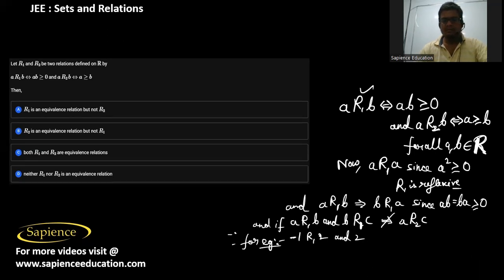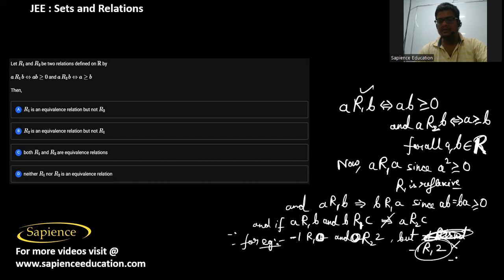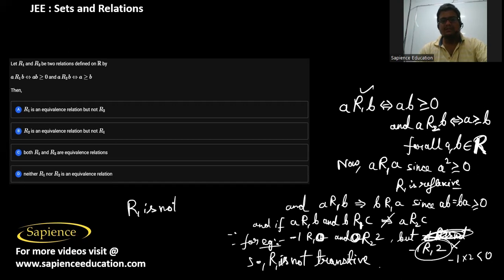Suppose we take -1 is related to 0 and 0 is related to 2, but if I say -1 is related to 2, then that is wrong, since why? -1 into 2 is less than 0. So it means that R1 is not transitive, which means that R1 is not an equivalence relation.